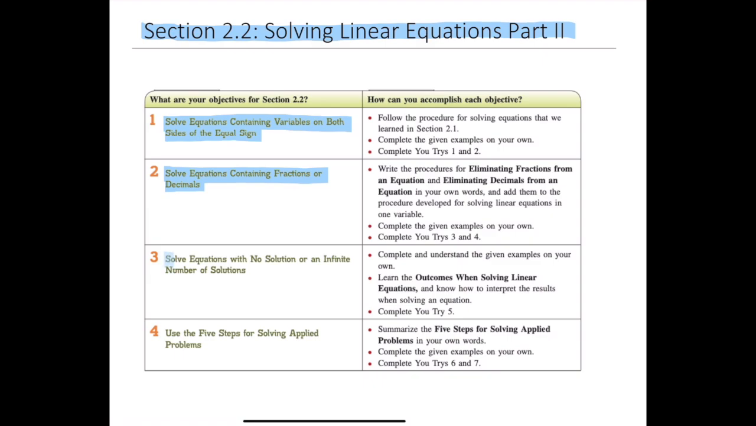We'll look at solving equations with no solution or an infinite number of solutions and when that would be the case. And then we'll be using what they're calling the 5 steps for solving applied problems. All right, let's get started.